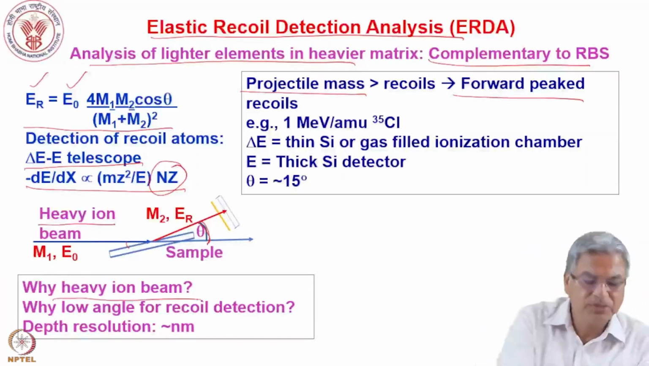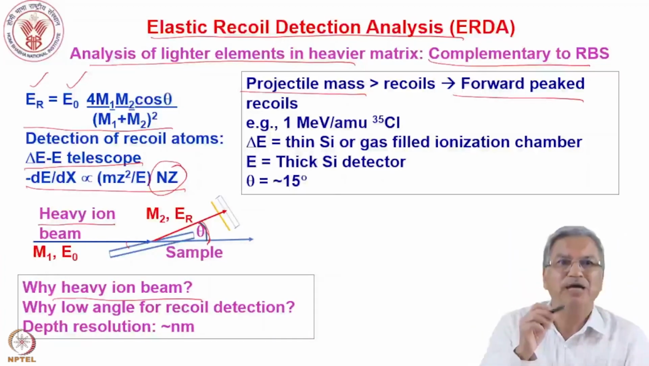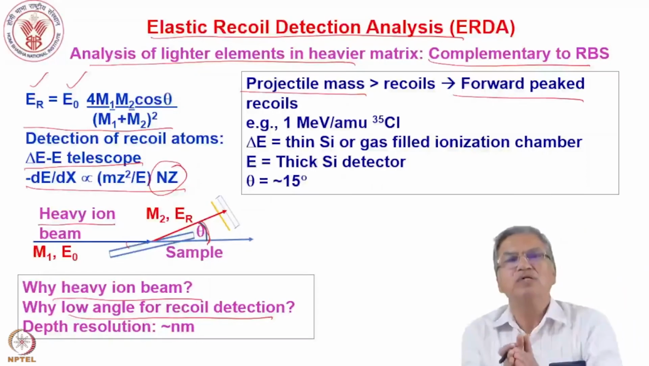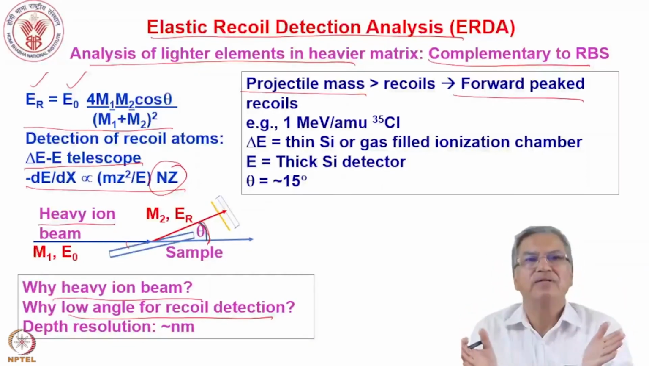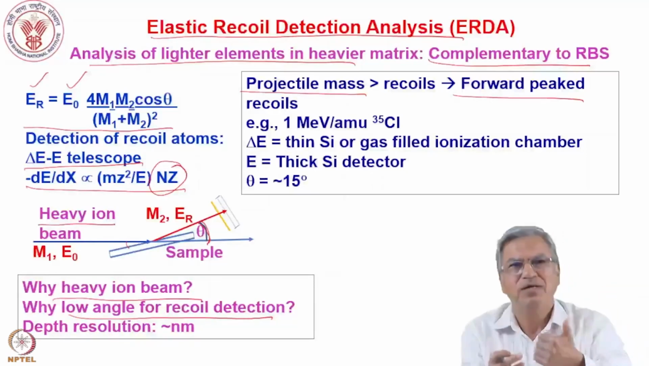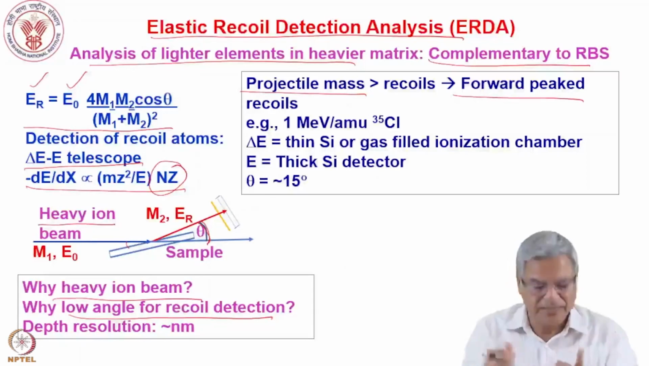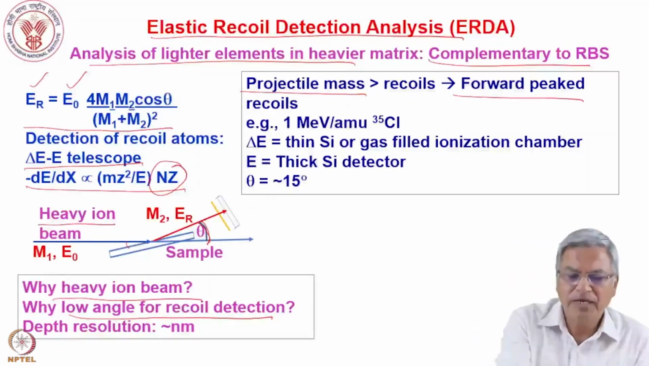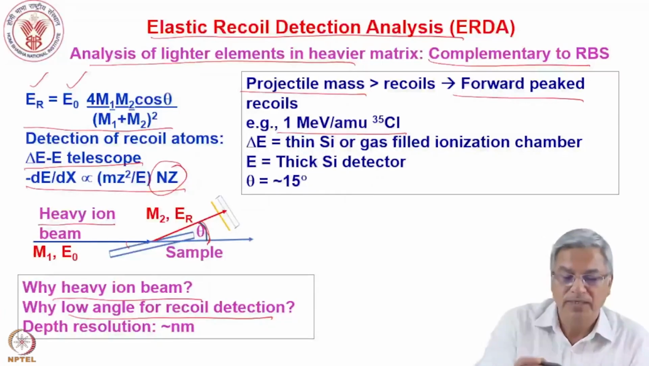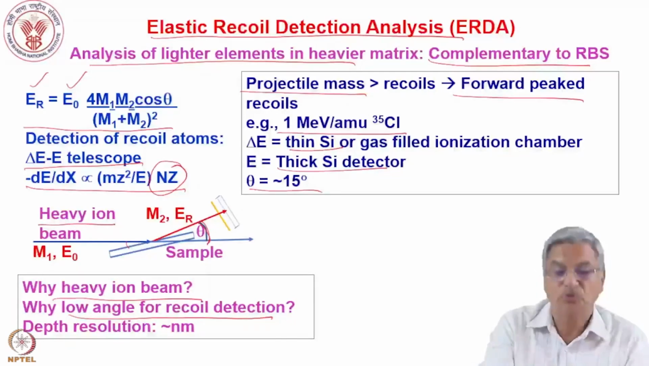So why heavy ions? Because we want higher recoil energies, which will appear at the forward angles. And why low angles? Because with heavy ions as projectiles, recoils will appear at the forward angles only. The recoils will come in the forward angle only if you have a heavier mass. So ERDA essentially is used to detect low Z impurities in a high Z matrix. Typically, you have a 1 MeV per nucleon chlorine, so a 35 MeV chlorine beam, and you have a thick detector and a thin detector, and keep the angle at 15 degrees or so.